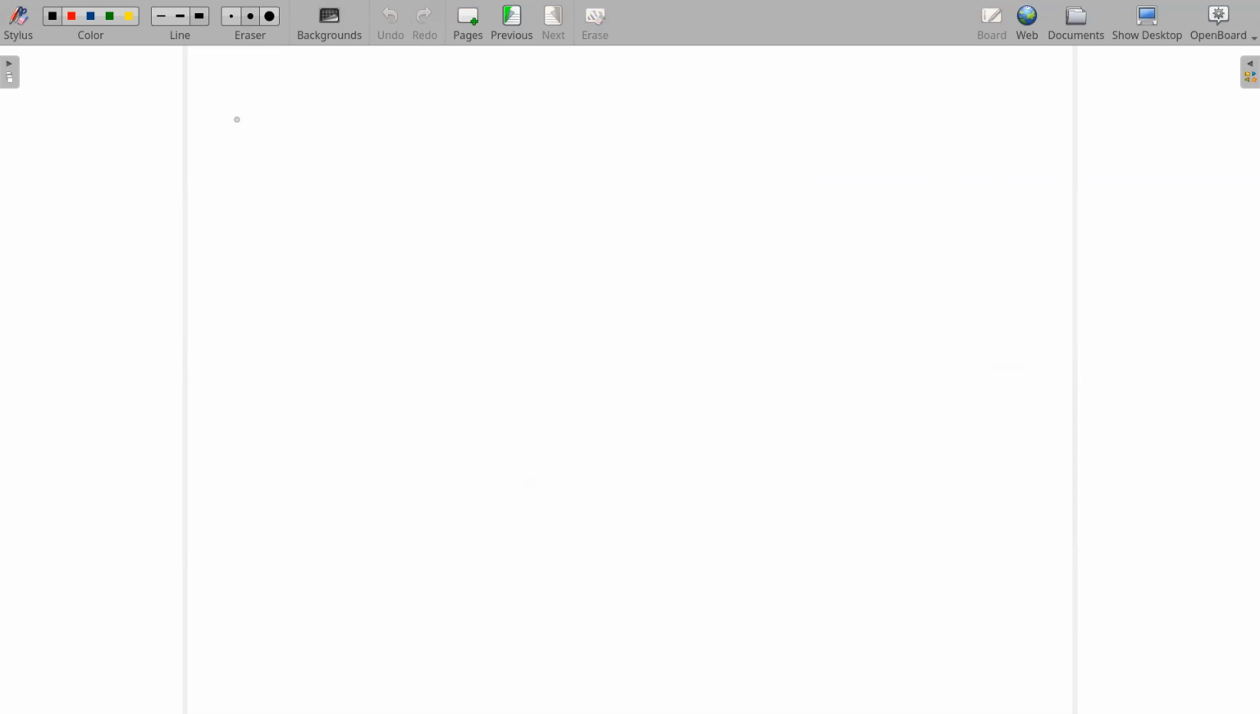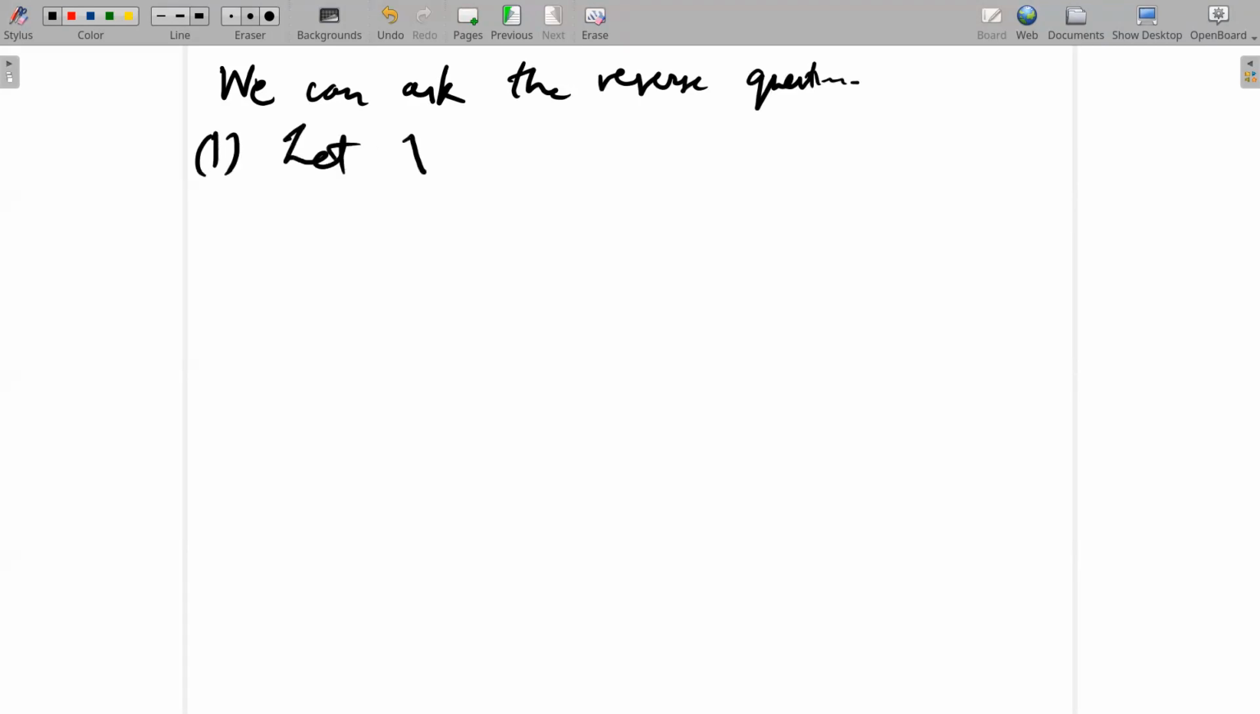So now we can ask the reverse question. Given an S, you found the space: a convex hull, affine hull, positive hull, a span or linear hull, and so on. We can ask the reverse question. For 1, let V be a linear subspace of Rn. What is the smallest set S such that span S is equal to V?